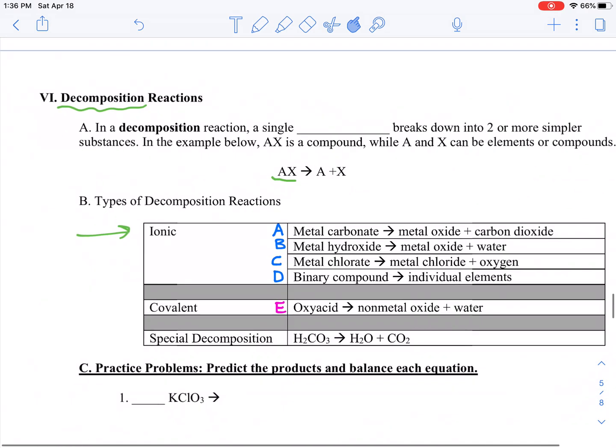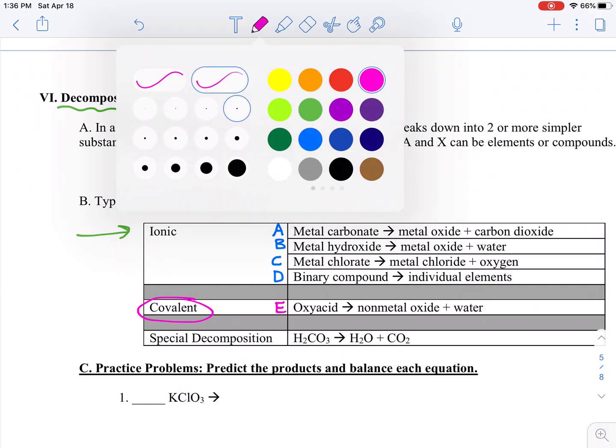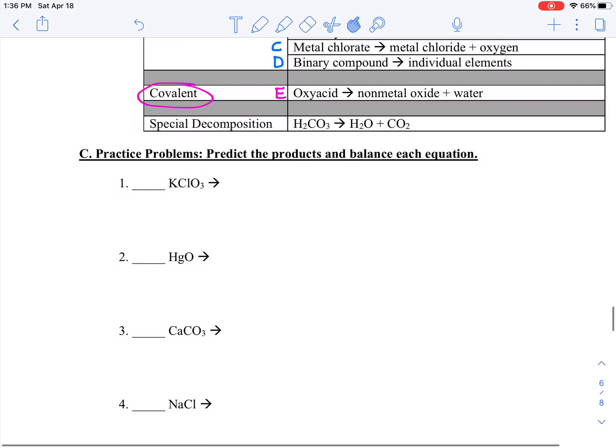And you'll notice we kind of define that as covalent because it's this oxyacid with all nonmetals, whereas all of these have a metal and a nonmetal involved in them. And just like synthesis, the blue ones are a bit more straightforward than the pink ones that have some odd rules that go along with them. So first order of business, let's see if we can identify of our 6 practice problems which letter they represent.